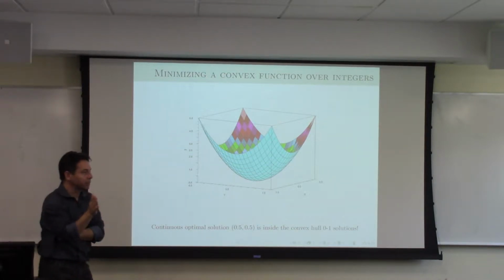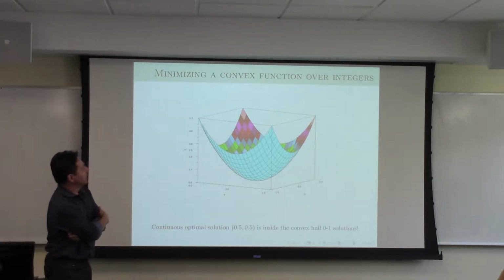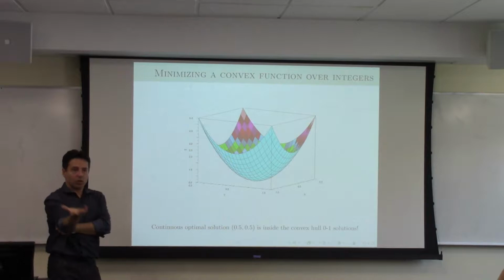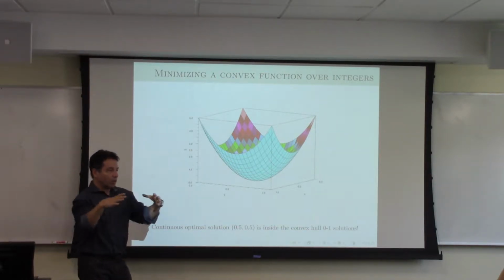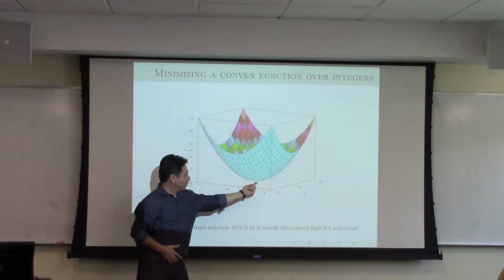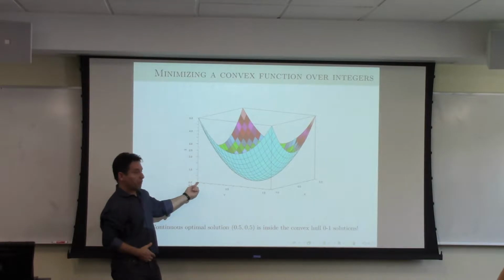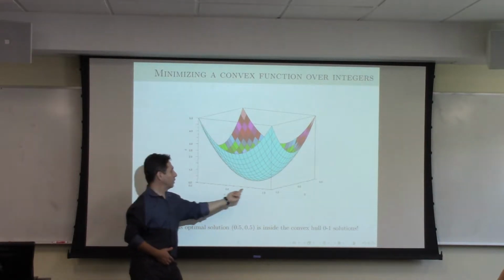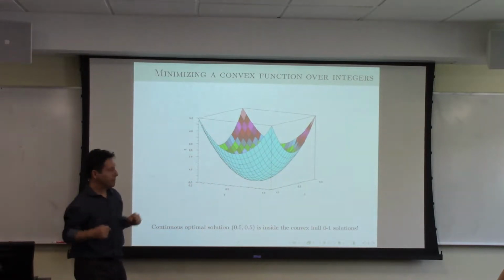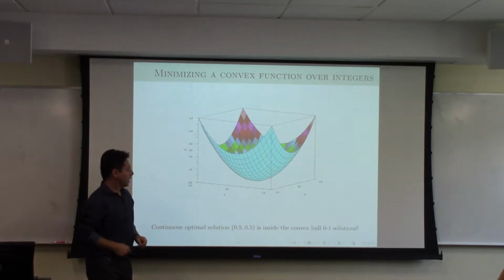And this is not unique to Cplex. I mean, the other solvers are very similar to that. So this picture tries to illustrate what's going on. You have a convex objective we're trying to minimize, but not over the continuous domain, where it would be easy to find a solution. We're looking for a solution that is a vertex of this, let's say, cube, or square in this case. And the solutions we're looking for are one of these four.